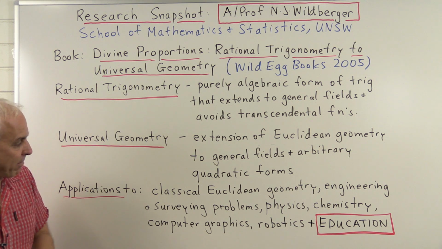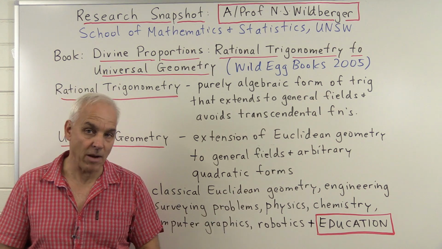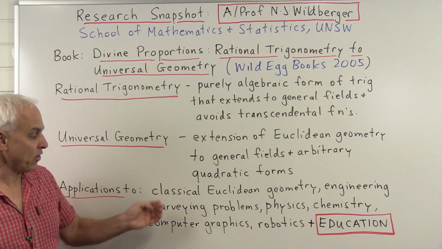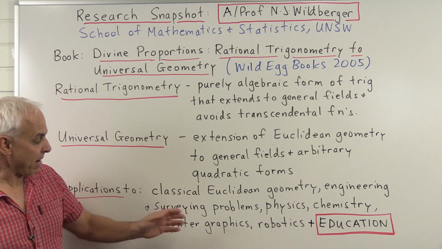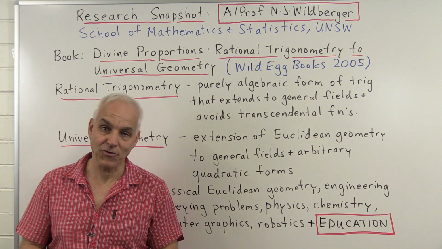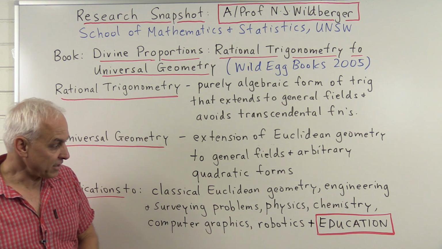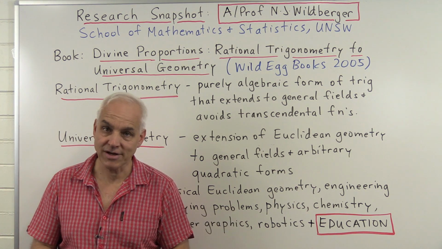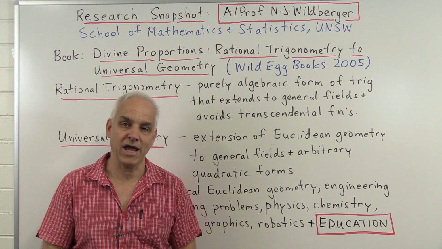My book also has some applications to, first of all, classical Euclidean geometry, engineering and surveying problems, physics, chemistry. And then there are interesting applications to computer graphics, and there are even robotics teams which are using rational trigonometry these days. But I think it's fair to say that the killer application is still in the future and is with the education of young people.